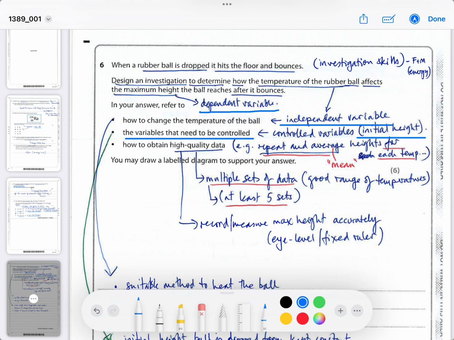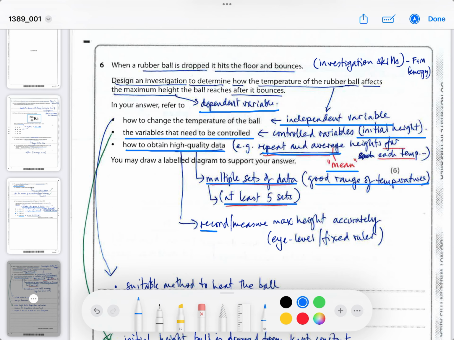And then you need to also think about how you are going to get high quality data. So things like repeating and averaging. Why do you repeat and average? Because you want to get the mean average. You want to do it more than once to see that you have reliable data, that it wasn't just an anomalous result. You want to do multiple sets of data at different temperatures. You want a good range of temperatures so that you can plot it as a graph. And at GCSE, we always say that you want at least 5 sets of data.